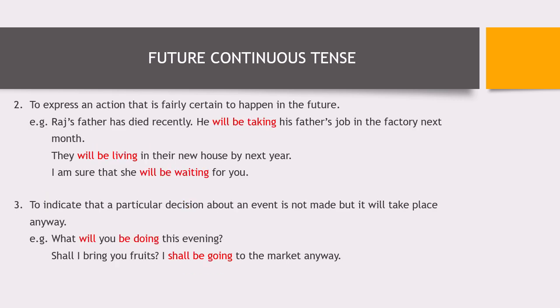Future continuous tense. 2. To express an action that is fairly certain to happen in the future. For example, Raja's father has died recently. He will be taking his father's job in the factory next month. They will be living in their new house by next year. I am sure that she will be waiting for you.